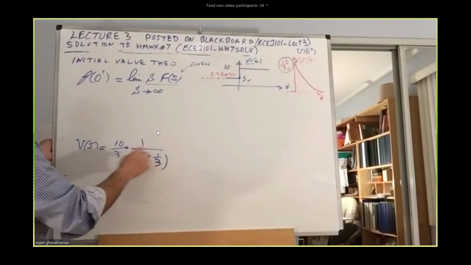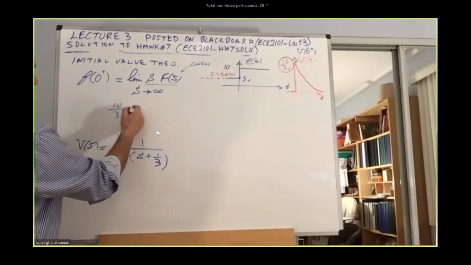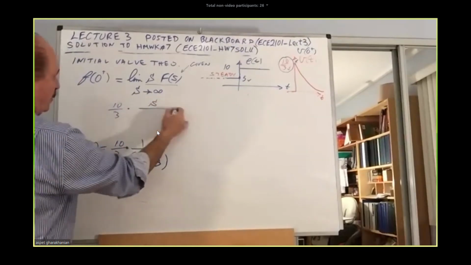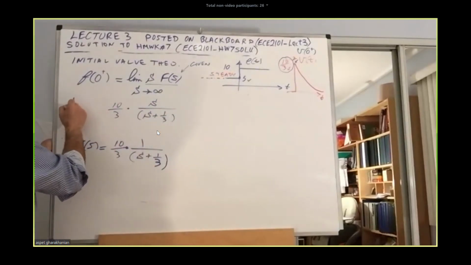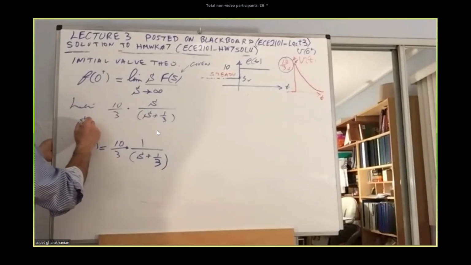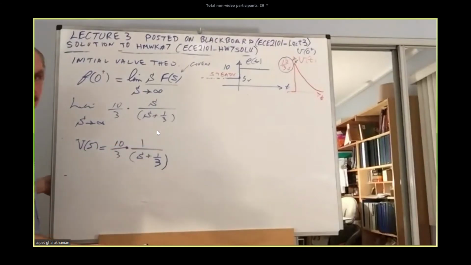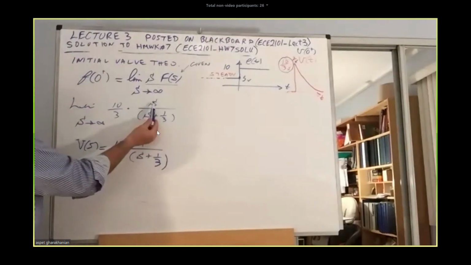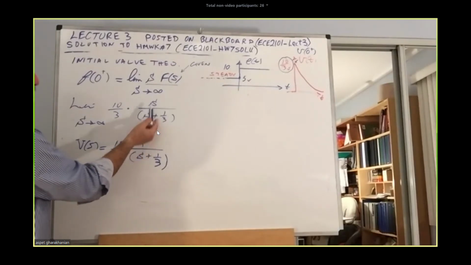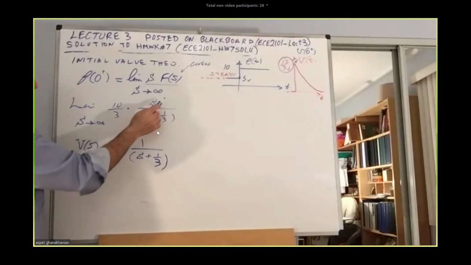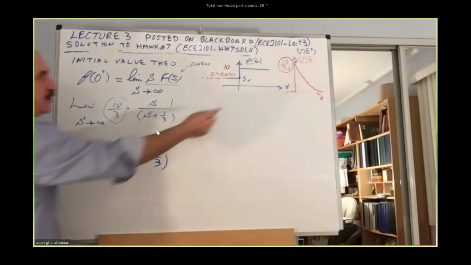Okay, multiply s with that function. It will be 10 over 3 multiplied by s over s plus 1/3. What is the limit of this when s goes to infinity? It's a very easy one. Imagine s is a very large number, like a million. The top is a million, and the bottom is about a million. So the ratio is almost 1 for large s. Therefore, the answer is 10/3. Very easy.